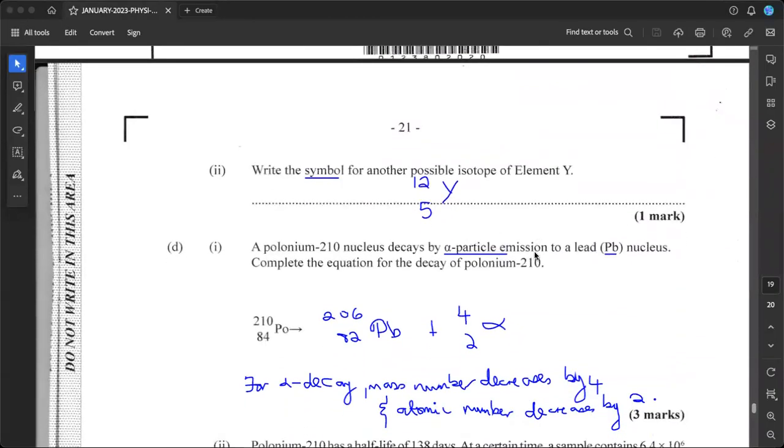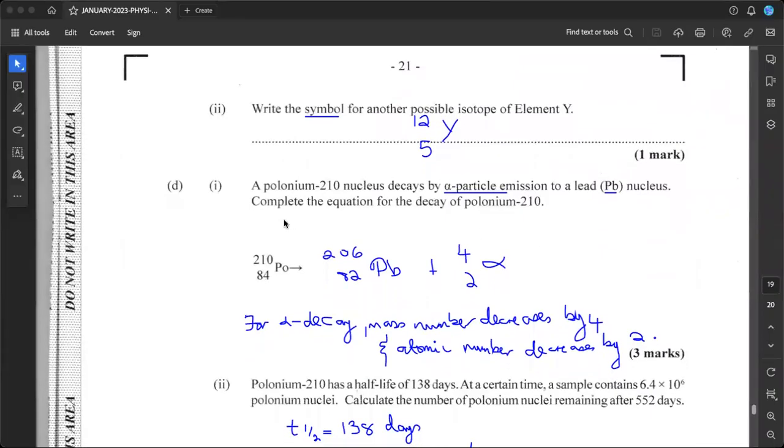All right, so moving down to part D. D part I reads that a polonium-210 nucleus decays by alpha particle emission to a lead nucleus. Complete the equation for the decay of polonium-210, right? So whenever we have alpha decay, right, the mass number decreases by 4, and the atomic number also decreases by 2. And that's because, as we said earlier, we can liken alpha emission to a helium nucleus that has a mass number of 4 and an atomic number of 2.